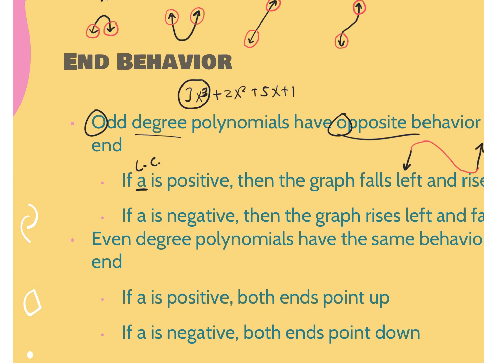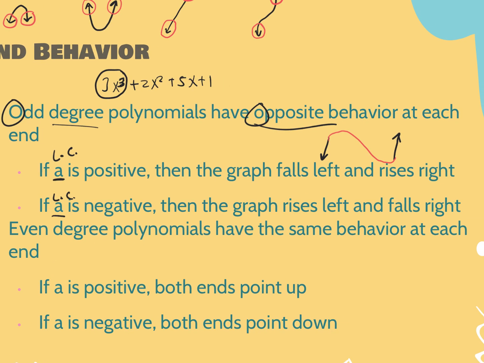If A, our leading coefficient, is negative, then the graph is going to rise as you go to the left, and it's going to fall as you go to the right. Again, anything could happen in between. It might go up and then back down and then up and then down. But what we know for sure is that forever and ever to the left, it's going to go up, and forever and ever to the right, it's going to go down.